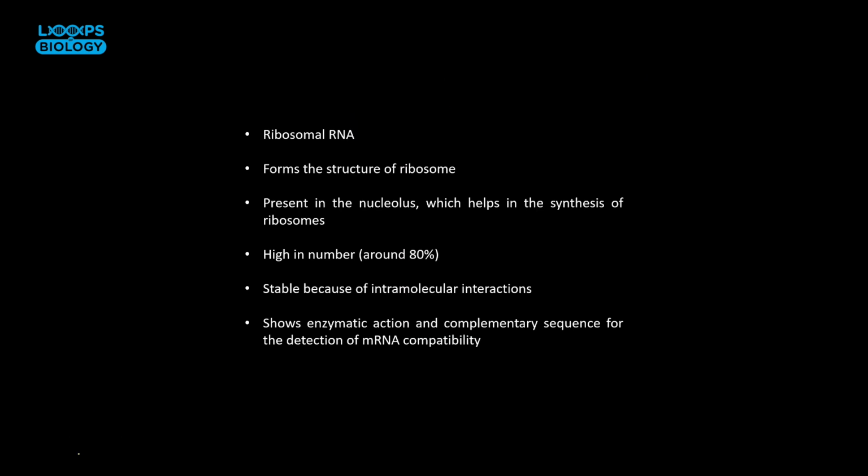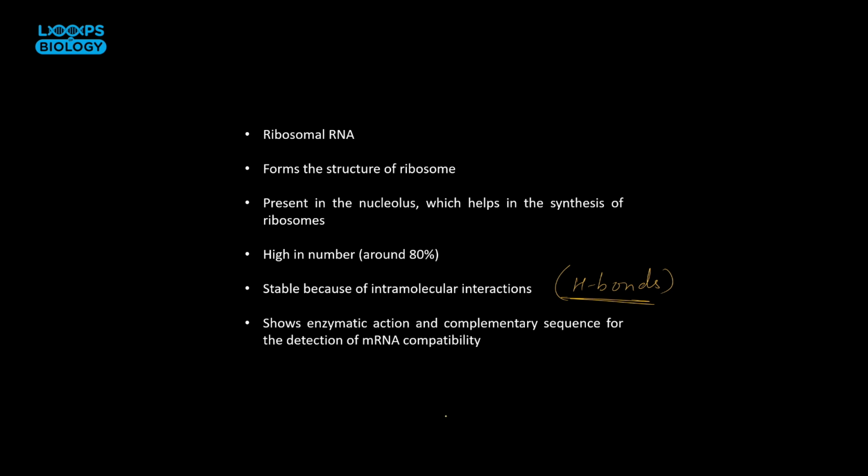Let's see the theory part. rRNA is also called ribosomal RNA. It forms the structure of the ribosome. It is present in the nucleolus, which helps in the synthesis of ribosome, and this is high in number. As ribosomes and nucleolus are continuously present in a cell, this contributes around 80% of the total RNA content. Now, as for the stability of RNA, it is intramolecular interaction, and there is going to be the formation of hydrogen bonds.